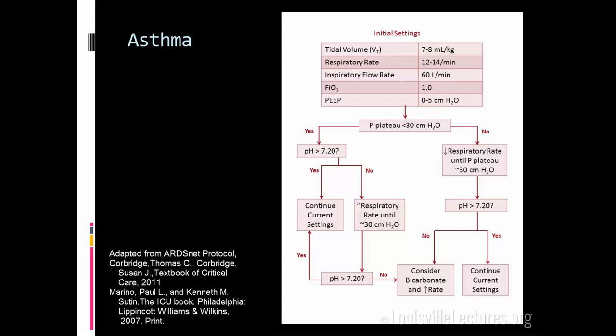Okay? On the other hand, if you start off and your plateau pressure is above 30, you're in trouble, right? Your patient is auto-PEEPing. So you're going to go ahead and decrease your respiratory rate even further, increase the flow. Then you look at your pH. If your pH is above 7.2, you're good. If your pH is less than 7.2, you're in trouble. You can use some bicarbonate drip, but again, controversial here.